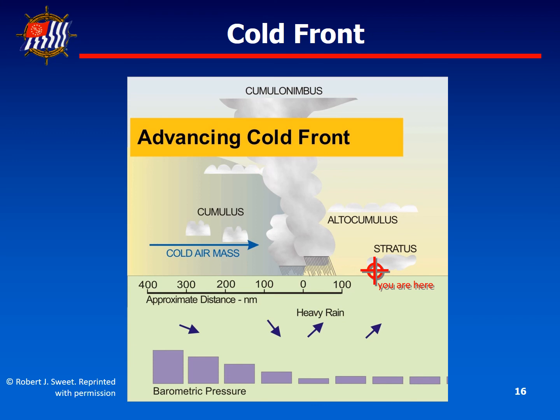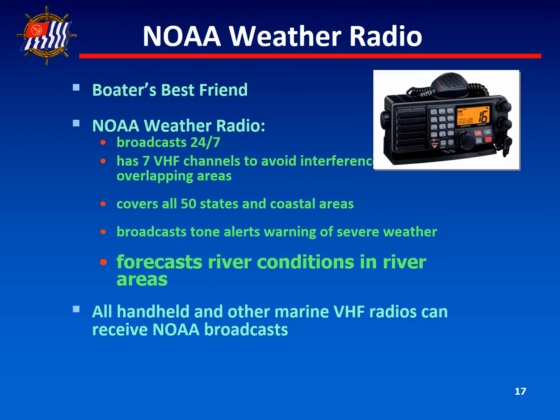Let's talk about the NOAA weather radio. We talked about it a little bit with the communications section. But NOAA radio, National Weather Radio, it's a boater's best friend. It is the main source of weather information for recreational boaters when they're out on the water. NOAA Weather Radio, broadcast 24/7, has 7 VHF channels to avoid interference from overlapping areas. Covers all 50 states and coastal areas.